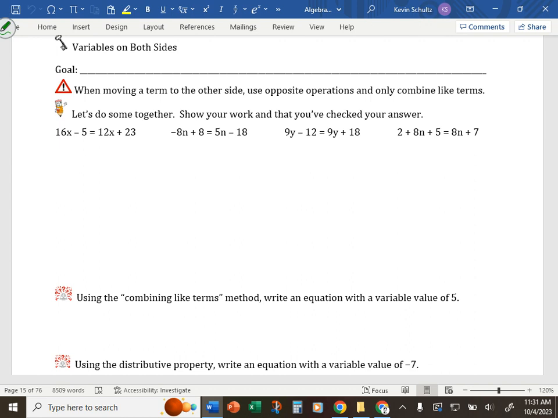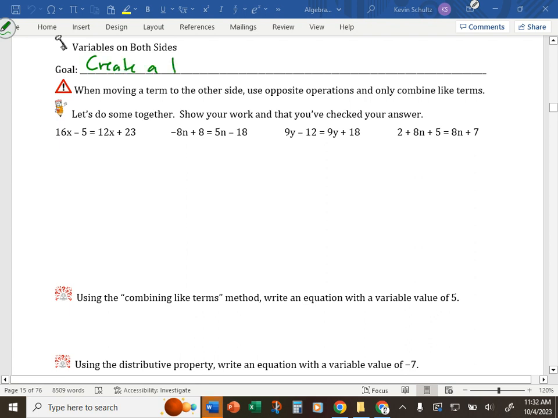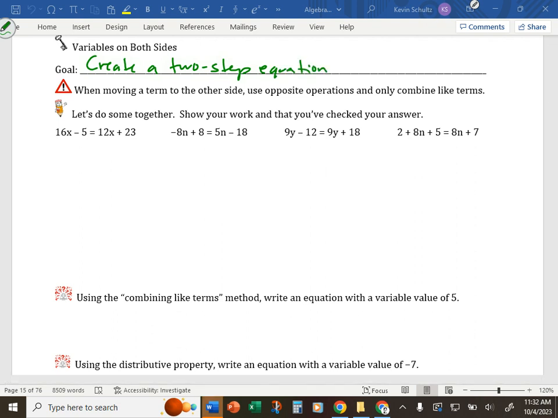So the goal here is, again, create a two-step equation. That's been the goal for all these because two-step equations are our comfort zone, right? Create a two-step equation by using opposite operations to move variables to one side. All right, create a two-step equation by using opposite operations to move variables to one side.